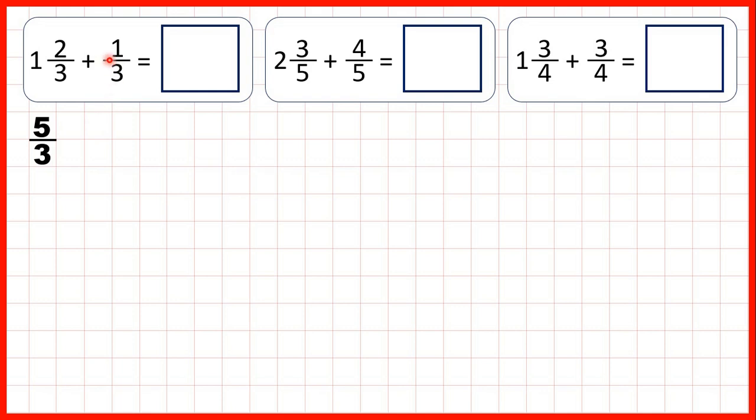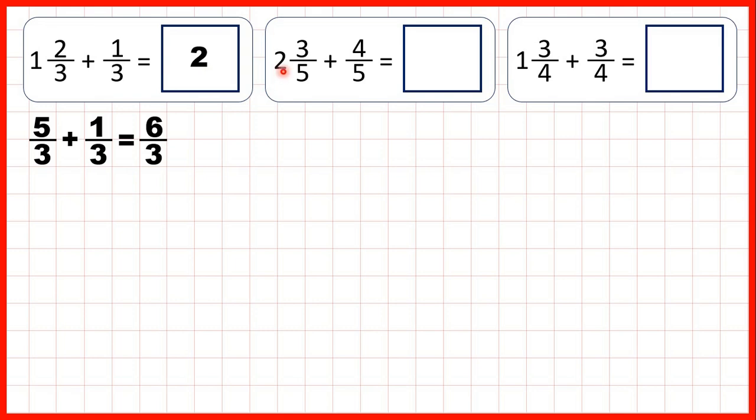So now we can add the 1/3. Remember, when we add fractions, the denominator stays the same, and 5 plus 1 is 6. So we get 6/3. Now 6 divided by 3 is exactly 2 with no remainder. So our answer is 2 wholes.